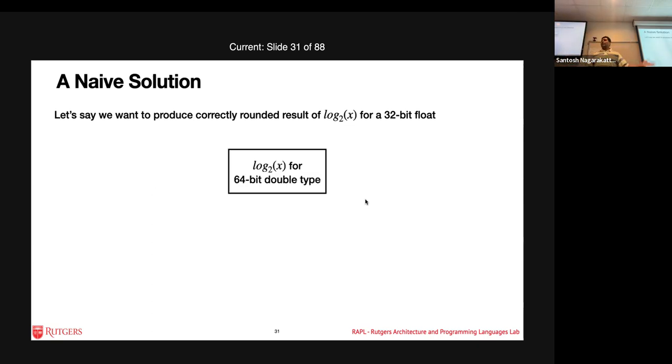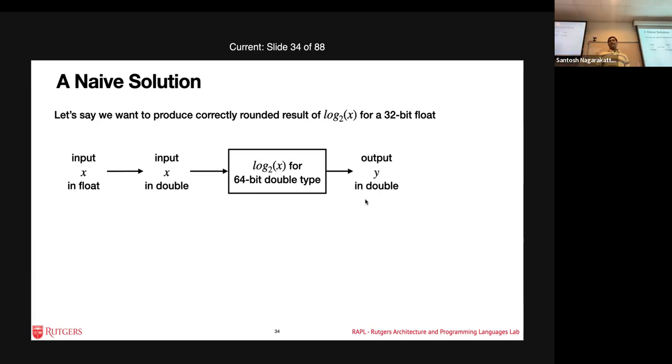You have a log x to base 2 for a 64-bit double. And now what do you want to do? You want to generate a result for 32-bit input. So you have an input in float. So the types don't match. So the first thing you do is you promote the floating point value into double. Every 32-bit floating point input is representable in 64-bit. Okay, so there is no loss of information there.